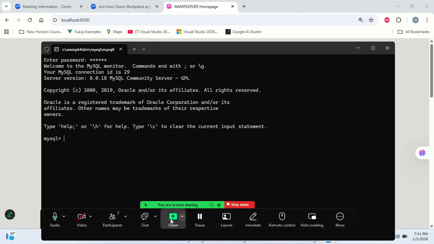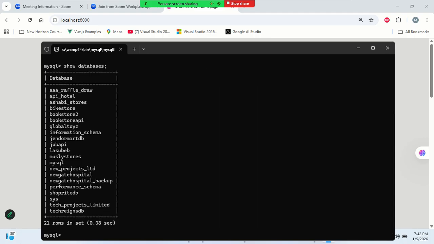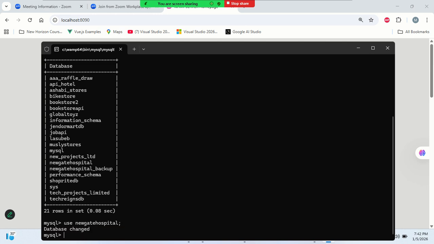Okay. So first thing, I want to show all the databases we have on my MySQL server now. I type show databases, and the database we are working on is Newgate Hospital. I want to open it. I will make use of the Newgate Hospital database. Good. So in this database we have our tables, and to see all the tables that store the records, we say show tables. Show tables. This displays all the tables.